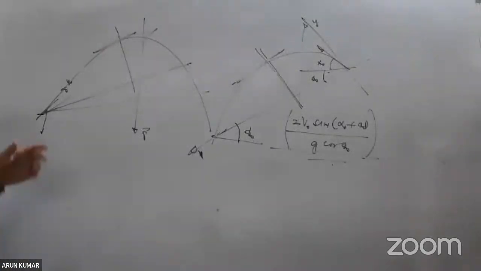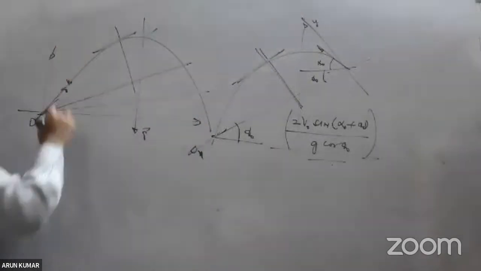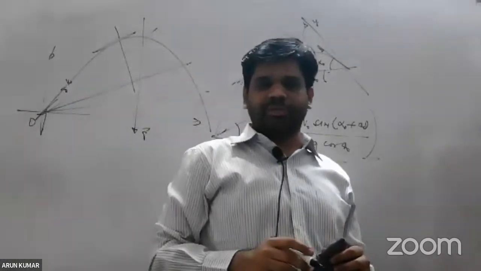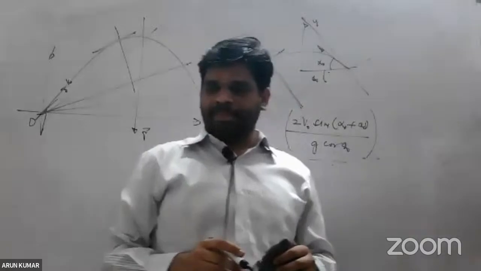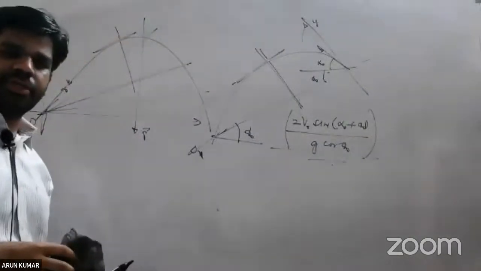If you ask me to write the equation of trajectory with this as origin, this as x-axis and this as y-axis, that is the same: y equals x tan theta minus g x square by 2u square cos square theta. Any doubts, students, so far?